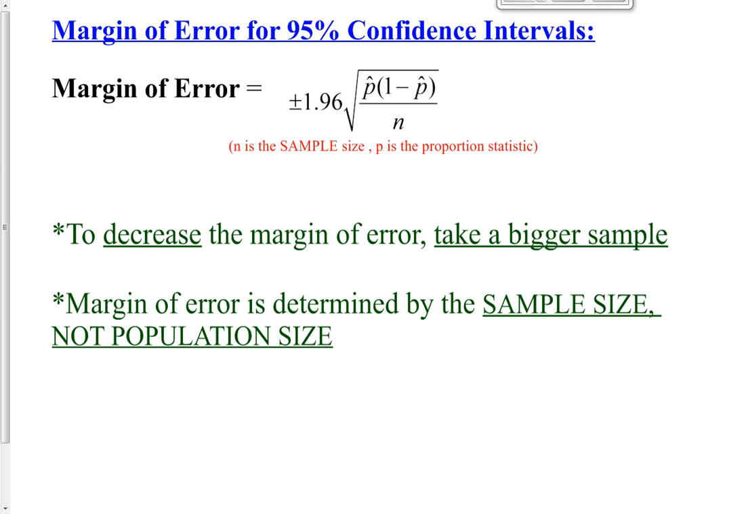Okay, now talking about the margin of error. We're going to be calculating margin of error, and we're going to be using this formula right here. It looks kind of complicated. It really isn't as bad as it might look. I'll show you how to do that in the next few slides.